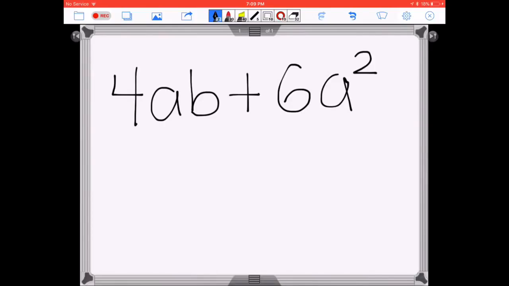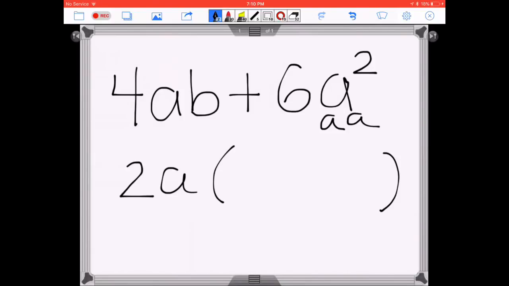Cool. Now that you had a chance to find the GCF, we should have figured out that the number that they can both be divided by is 2. This one has an a and a b, and this one has an a and an a. They both can afford to give up an a. So the greatest common factor is 2a. And now, go ahead and finish factoring this. What's going to be left behind when I pull the 2 and the a out?